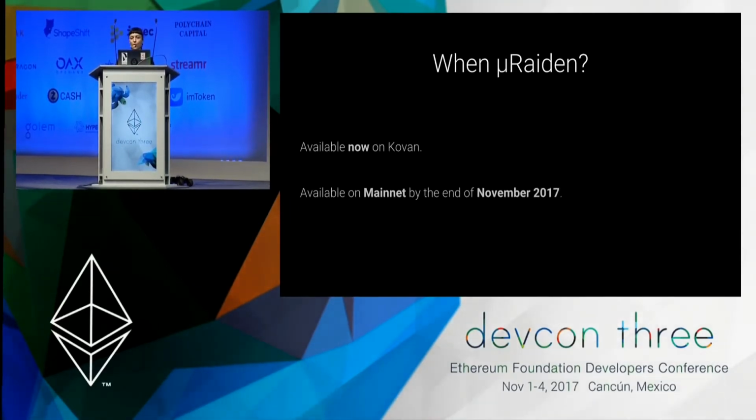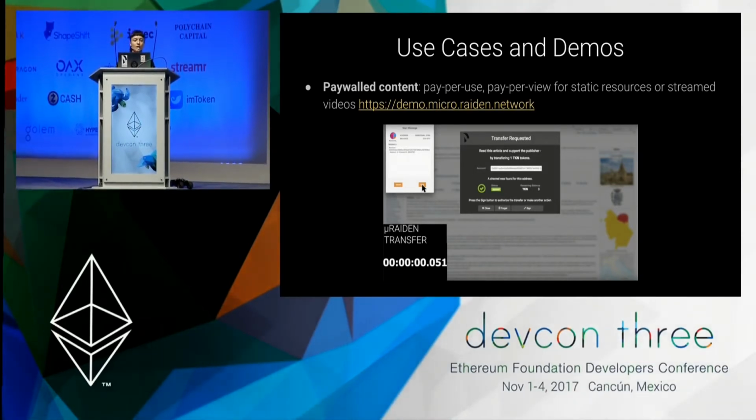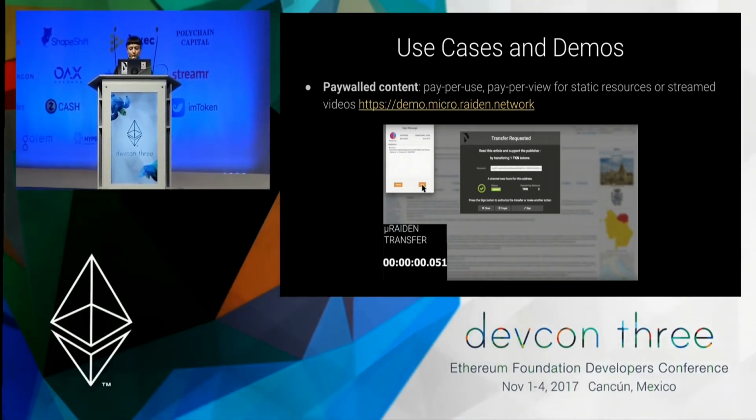MicroRaiden is available now on the Kovan testnet and will be available on the mainnet by the end of November, which is by the end of this month. So what can you build with MicroRaiden? For human consumption, the most straightforward use case is pay-per-use. And we already have 2 demos, one with a fortune cookie paywall that is online now, and an unpleasant alternate world where you pay for Wikipedia.